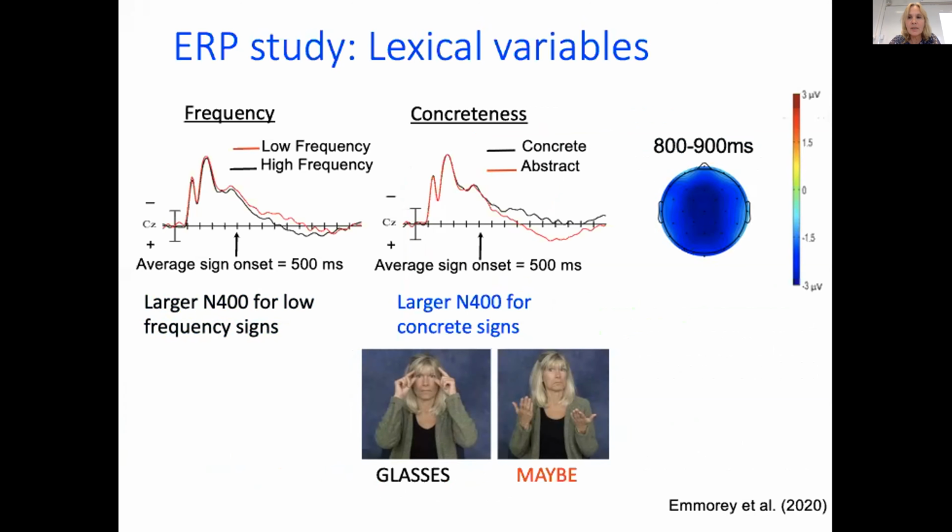So for concreteness, I'm showing you an example of a concrete sign, glasses, and a more abstract, less concrete sign, navy. And what we see here is also what we expect to see based on data from spoken languages: you see a more negative N400 for concrete words compared to abstract words. You can also see that this starts later than the frequency effects. Again, concreteness is associated with lexical semantic processing, so you would expect this to emerge later.